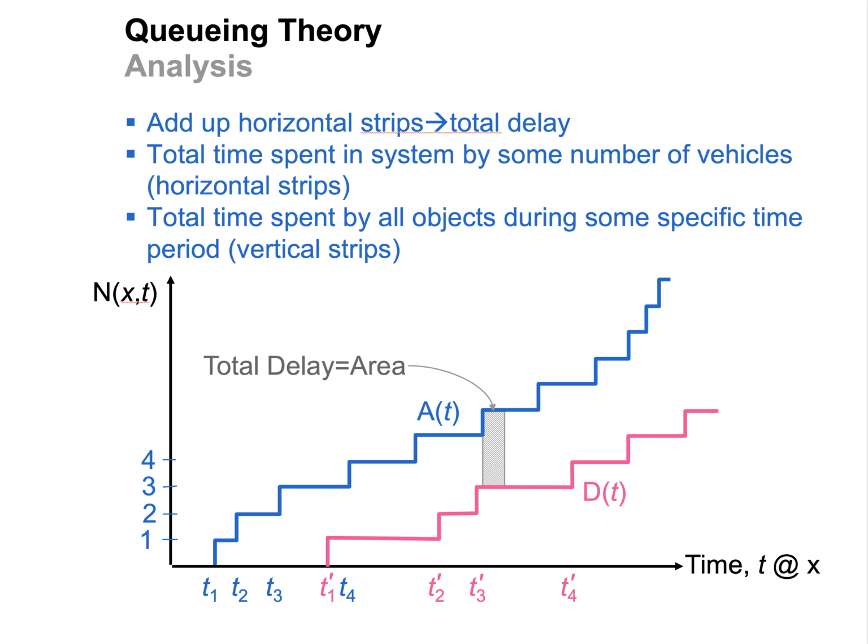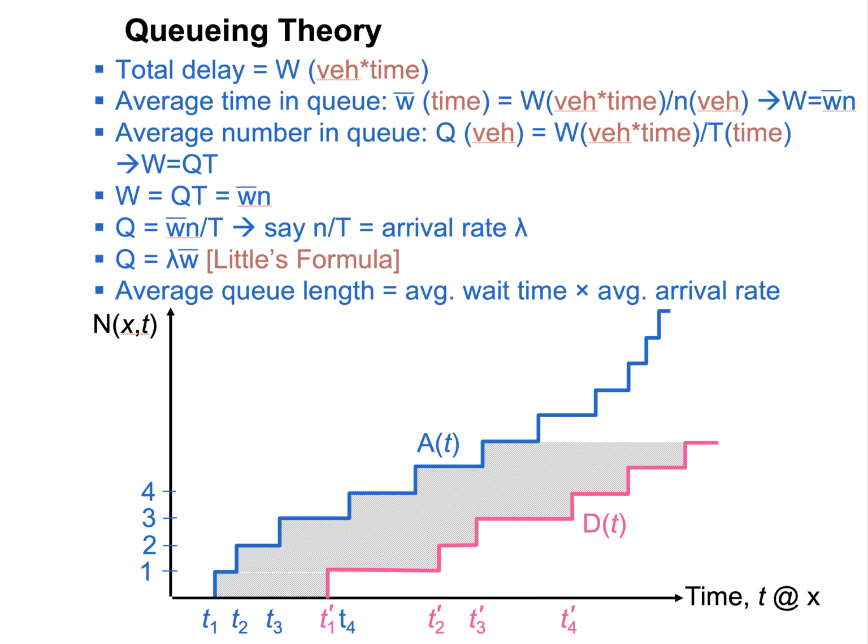So similarly, if you remember one of your first calculus classes, as I just said, you can add up the horizontal strips to obtain the total delay. And that's the total time spent in the system by a particular number of vehicles. You can also flip that around, and you can calculate the total time spent in the system by all customers during a specific time period by adding up the vertical strips. So the total delay is just the area between the two curves.